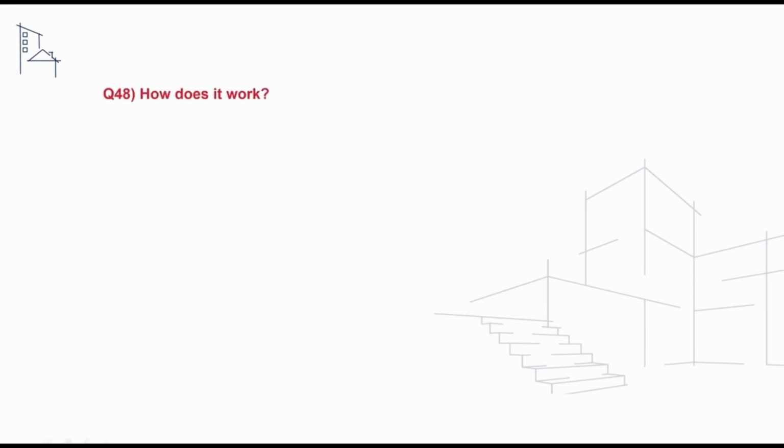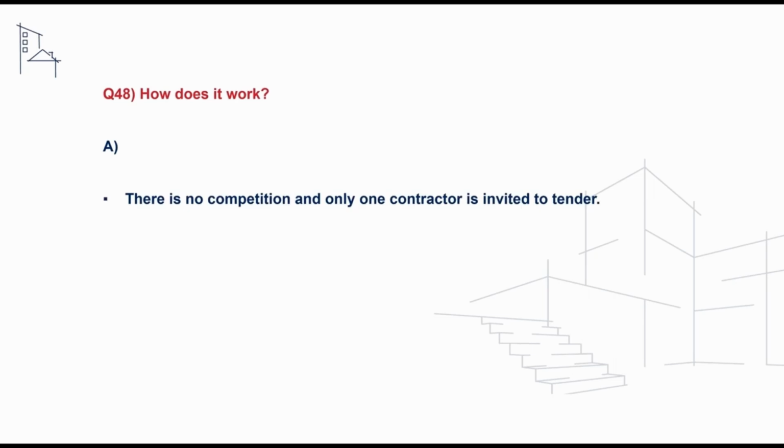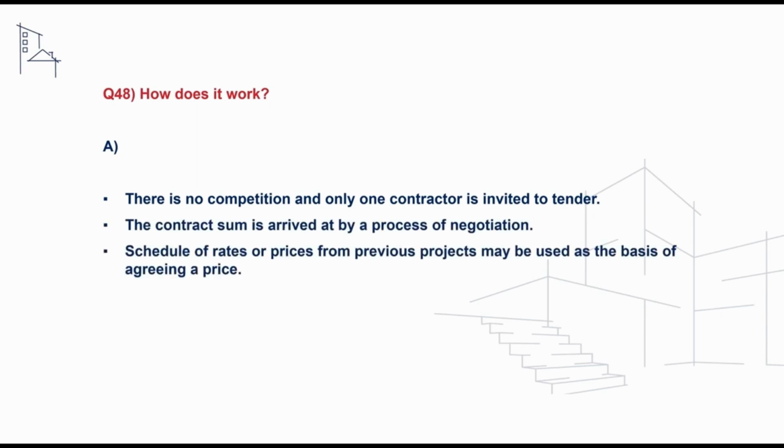A follow-on question we may receive is how does negotiated tendering work? And to address this, we can say that there is no competition and only one contractor is invited to submit a tender. The contract sum is arrived at by a process of negotiation, and schedule of rates or prices from previous projects may be used as a basis of agreeing a price.